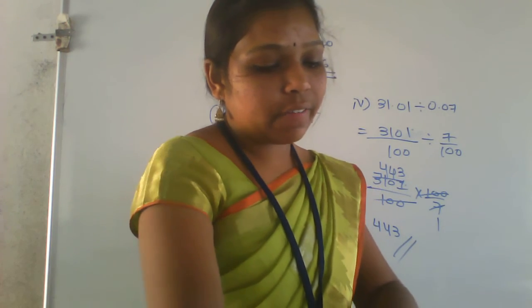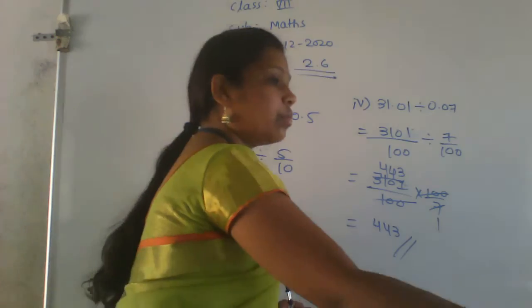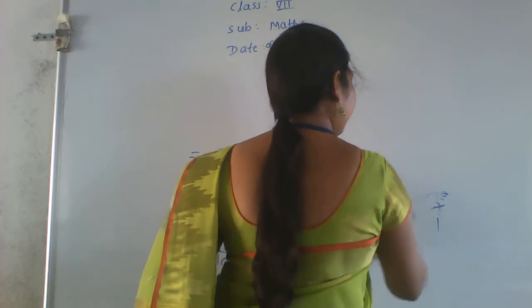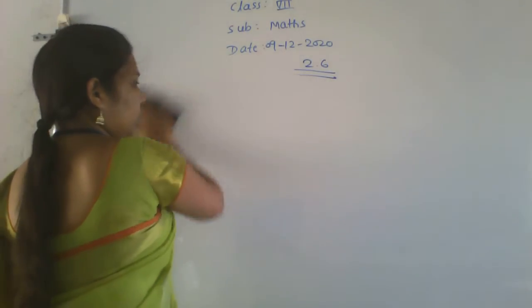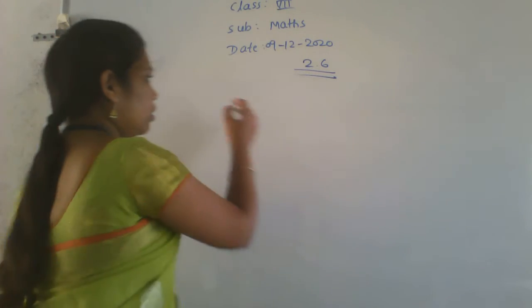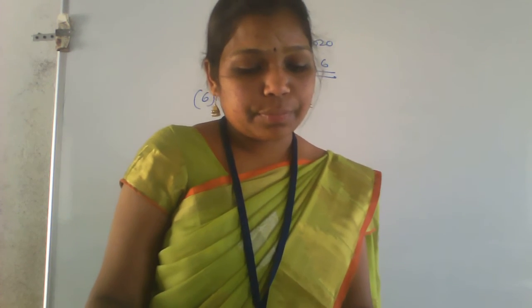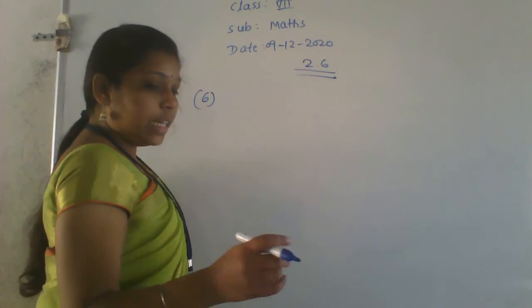The sixth problem I am doing now. A two-wheeler covers a distance of 330.75 km with 6.3 liters of petrol. How much distance will it cover with 1 liter of petrol? So we have to do the division.